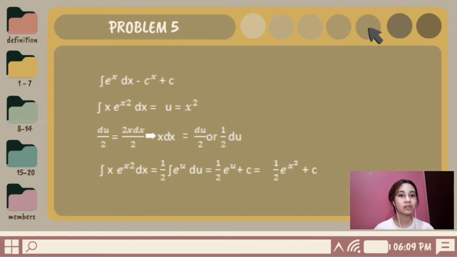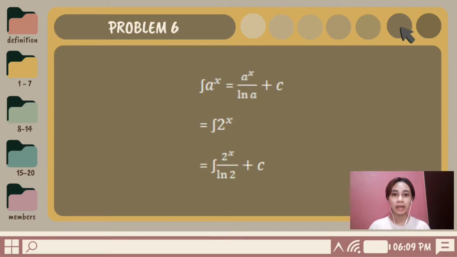Once we're done taking the constant out, we will be using the common integral that will give us 1 over 2 e raised to u. Substitute back the value of u and add the constant c to the expression, and it will give us an answer of 1 over 2 e raised to x squared plus c.